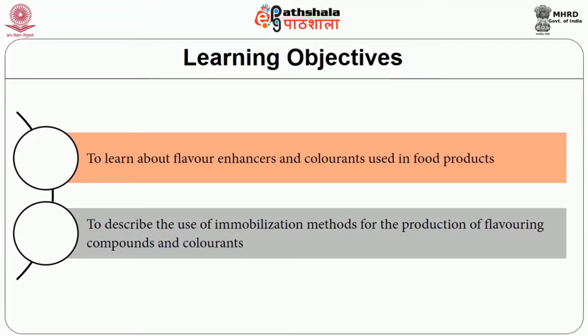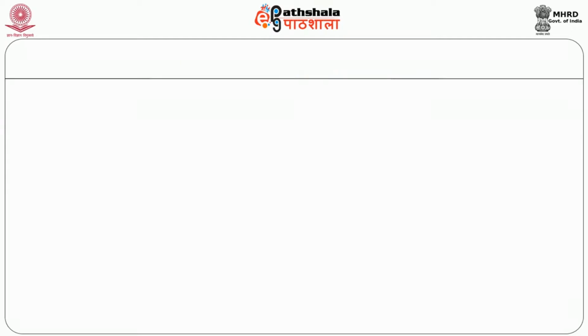The main objective of this module is to learn about flavor enhancers and colorants that are used in food products, and also to discuss the use of immobilization methods for the production of flavoring compounds and colorants.